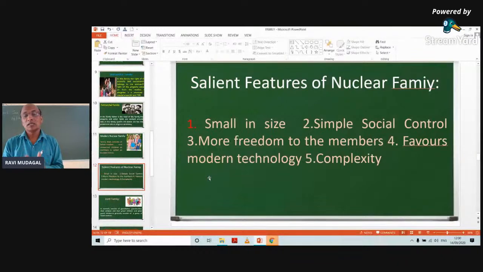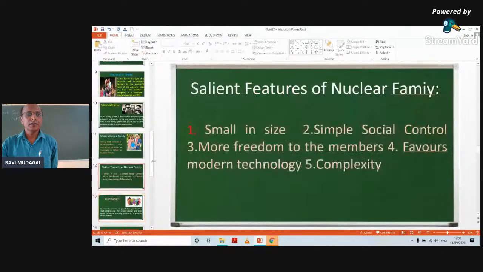Now, let us study about silent features of a nuclear family. See this, the first characteristic of nuclear family is small in size, simple social control, more freedom to the members, and favors modern technology and complexity. These are the silent features of nuclear family.